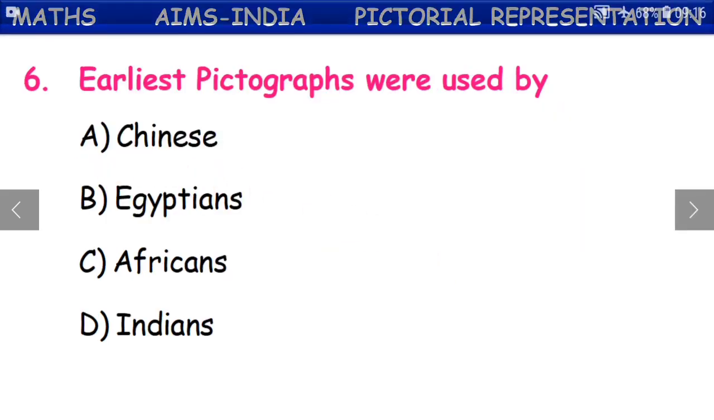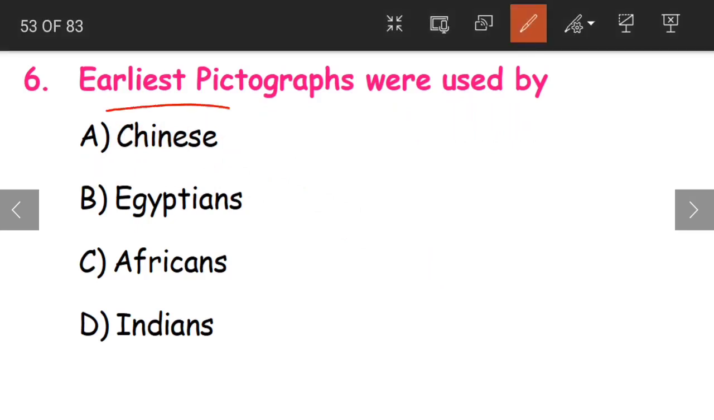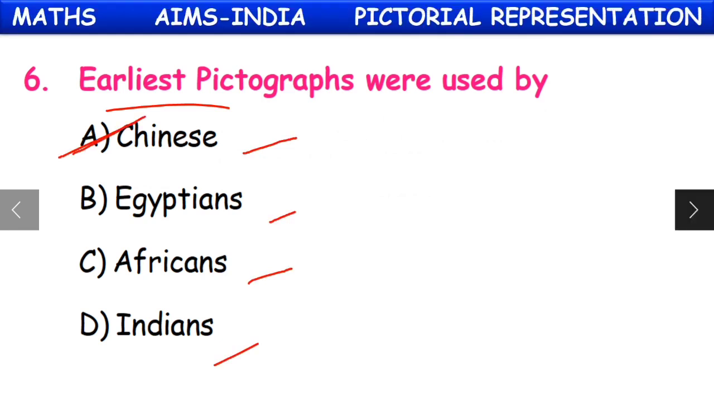Question 6. Earliest pictographs were used by dash. That means first in the starting, who started the use of pictographs? Were they Chinese, Egyptians, Africans or Indians? The correct answer is Chinese, children. So the Chinese people have started using the pictographs first.